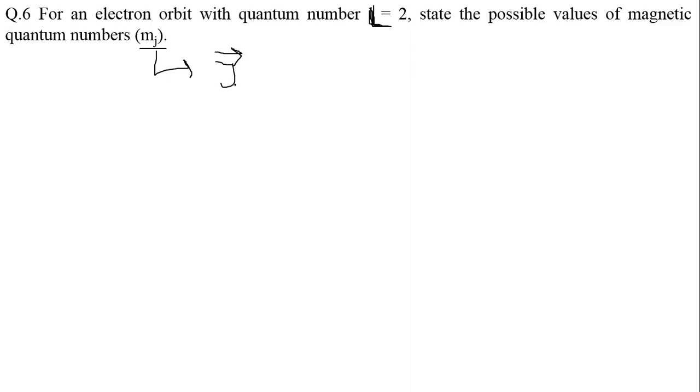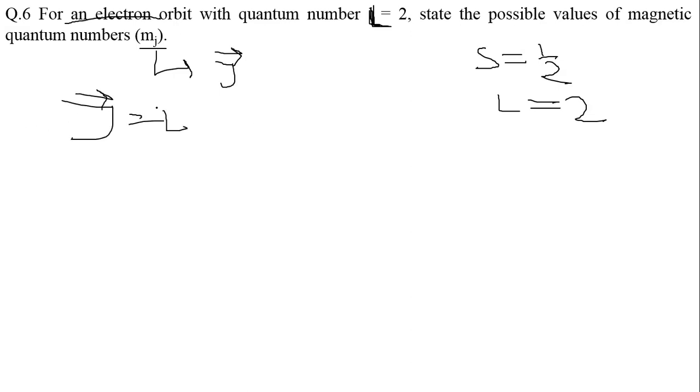So for L equal to 2, first we need to find j. Here it is given for an electron, so there is only a single electron. For a single electron, what is S? S is half, and it is given L is equal to 2. So the total quantum number is the L vector plus the S vector.